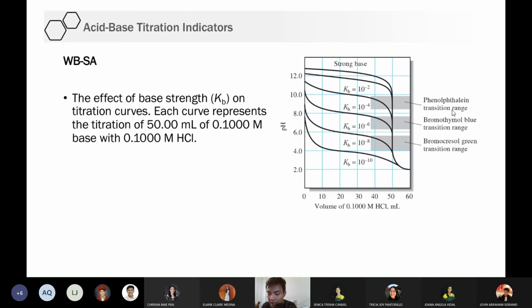Ganun din sa bases, no? The higher the Kb, the more it approaches the value of 1, the longer the inflection point. Okay? The lower the Kb, the shorter it becomes. No?